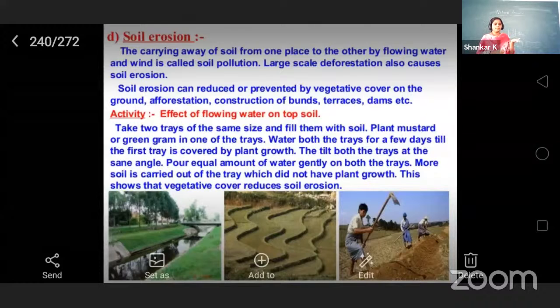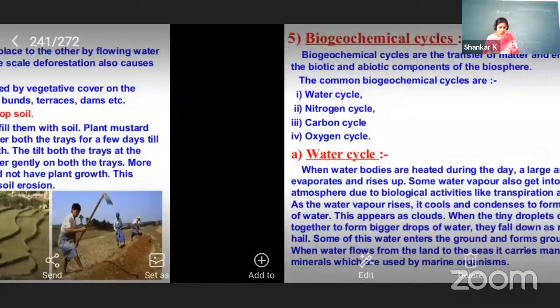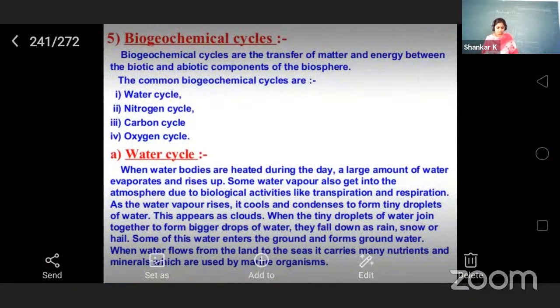Here, in the tray where green plants are growing, you can see how the soil is, and compare it to the other tray, which has no plants. You are putting water on both the trays, and you can see the soil separate. So this point I will discuss tomorrow.